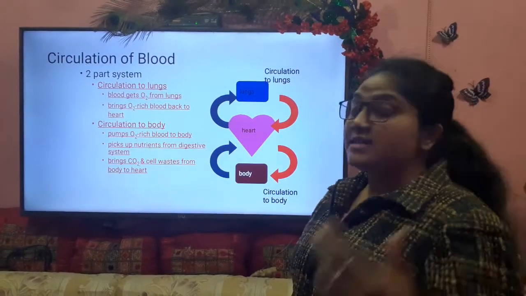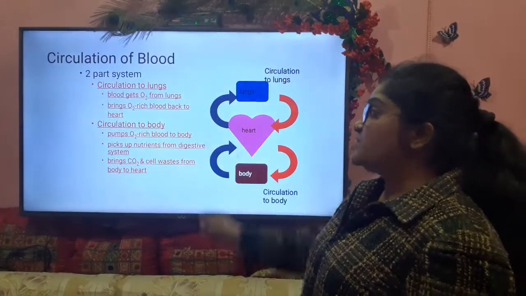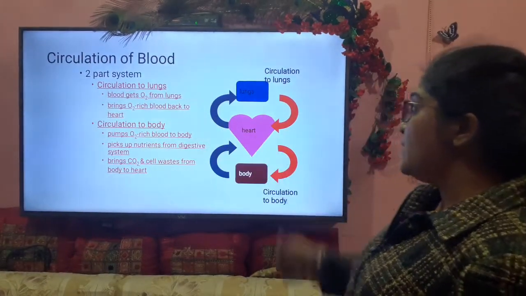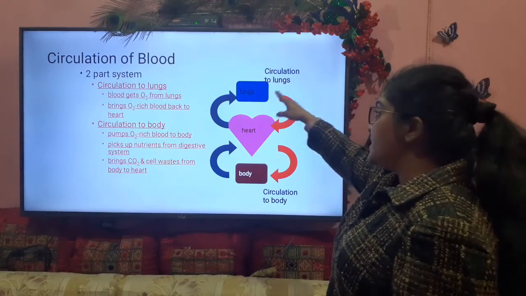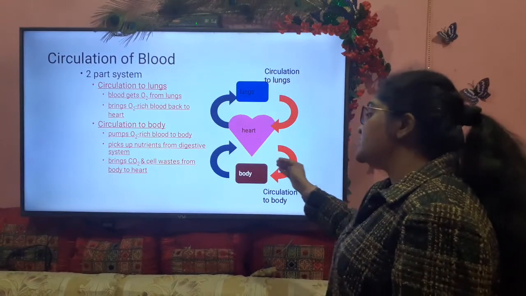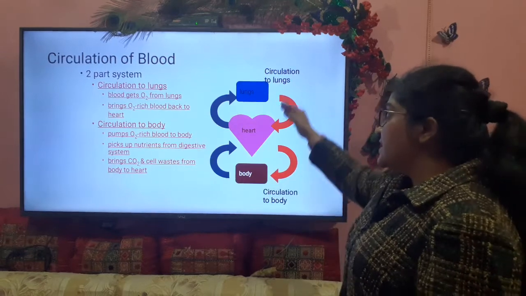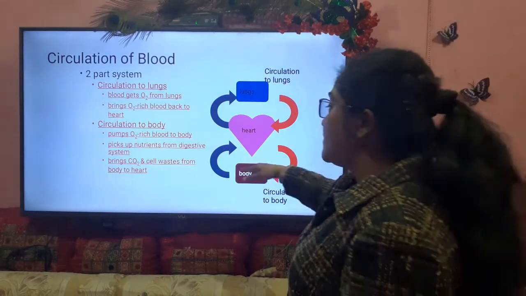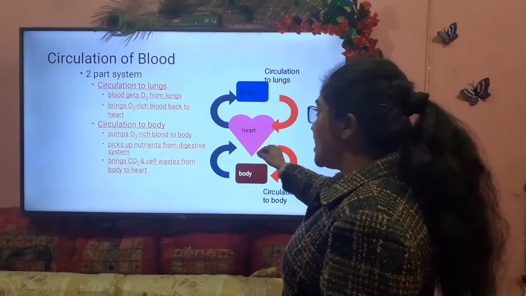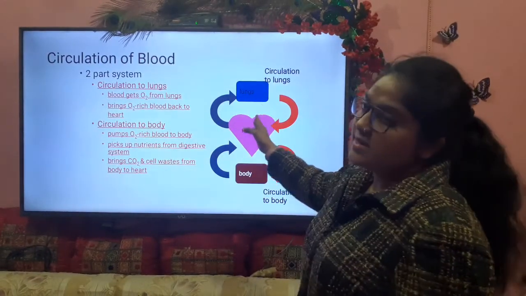Circulation of blood basically works in a two-part system: circulation to our lungs and circulation to our body. From the lungs we get oxygenated blood, it comes to the heart, and from the heart it goes to the body. Deoxygenated blood comes from the body to the heart, and from the heart it goes to the lungs to get oxygenated.